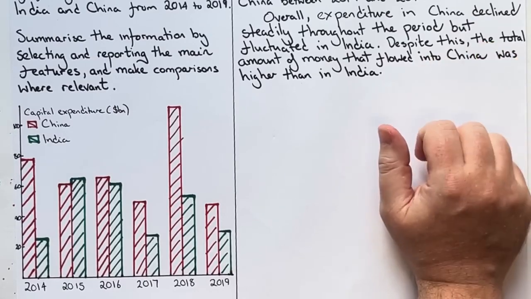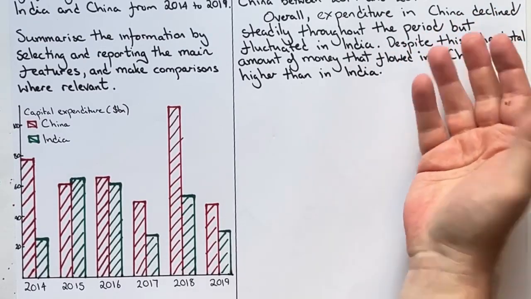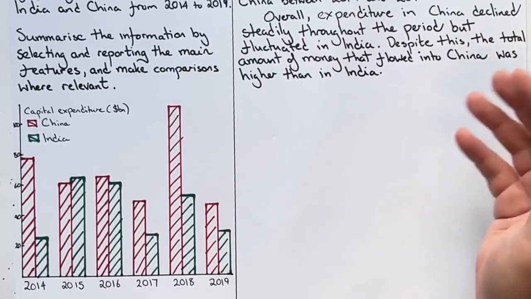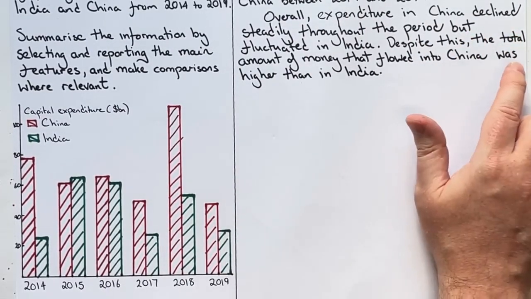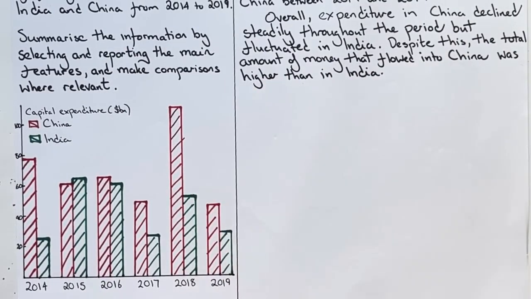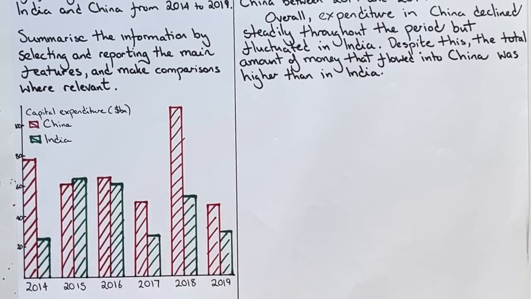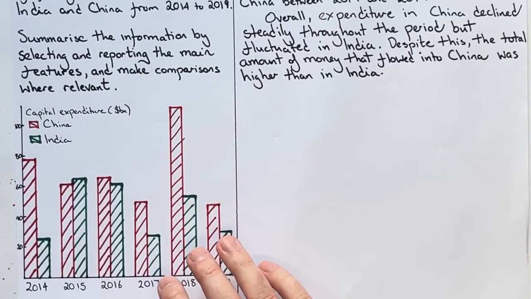So our second sentence in our overview paragraph, despite the decline in foreign investment into China, the total amount of money that flowed into China was higher than in India. Remember, we were looking at the most obvious things about the data. One of the most obvious things is it's bigger in China. And this brings me on to an important point.